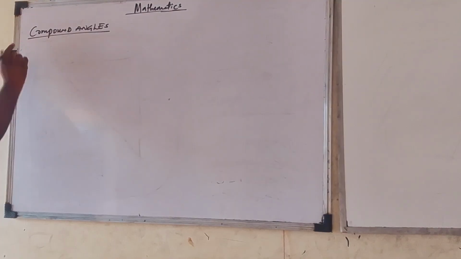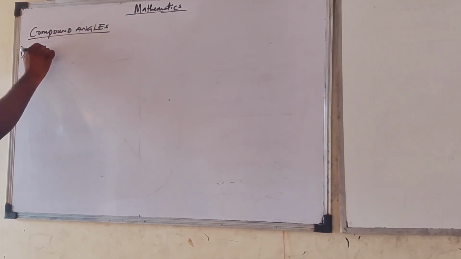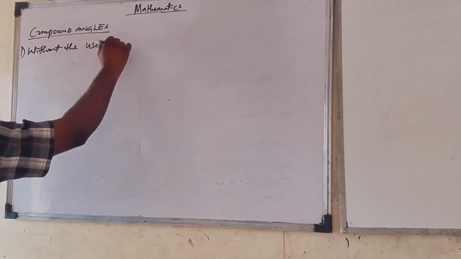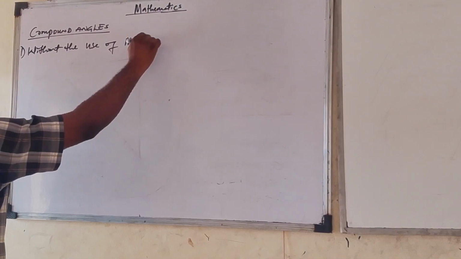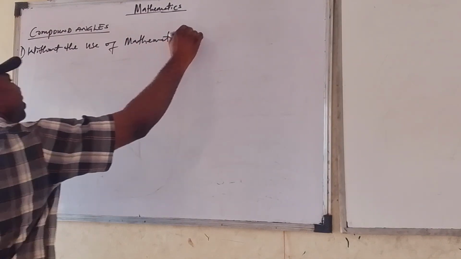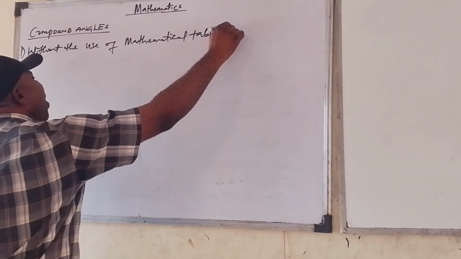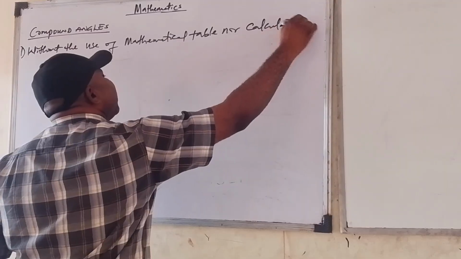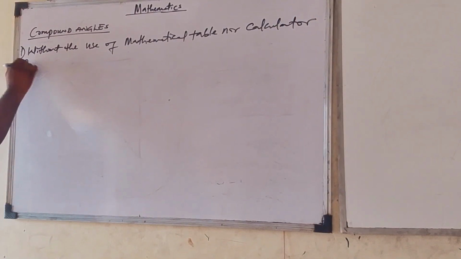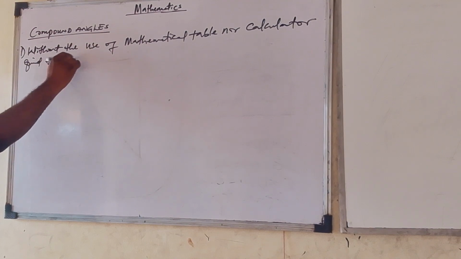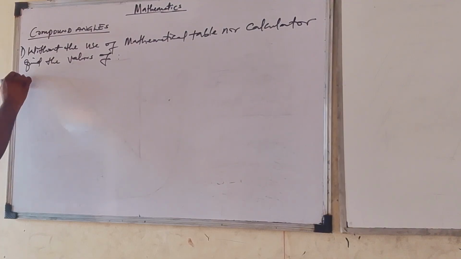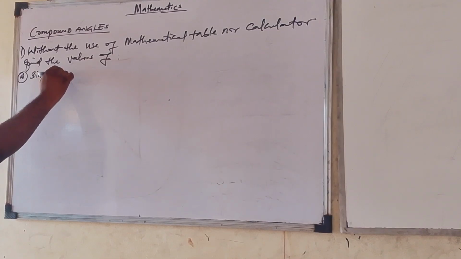Find now, number one, without the use of mathematical table nor calculator. Yes, find the values of, A, we have sine 120 degrees.